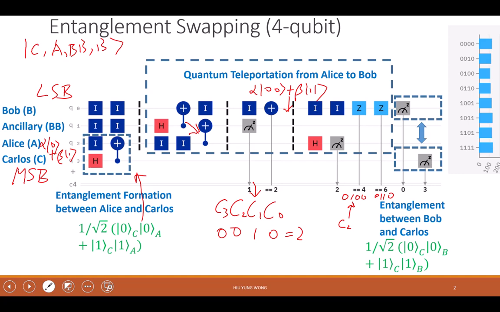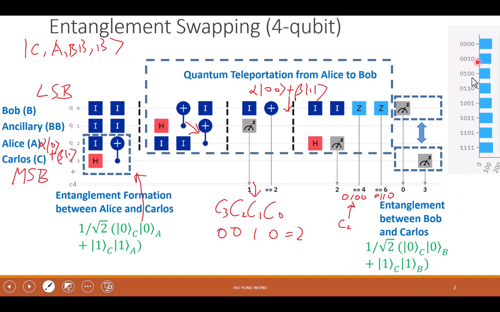Then how about four qubits? How many basis states? I jump to four. I skip three. So it's how many? 16, right? 2^4. I only have 8 here. Why? Because the other states are not entangled states. I cannot measure them.